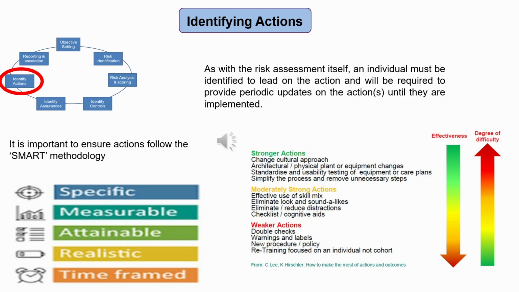The risk owner must always communicate to the nominated action owner that they have been given an action. This should never come as a surprise. The risk owner is responsible for ensuring action owners provide regular updates on the progress of their actions and complete them in a timely manner. It is important to ensure actions follow the SMART methodology. They should be specific, measurable, attainable, realistic, and time-framed.